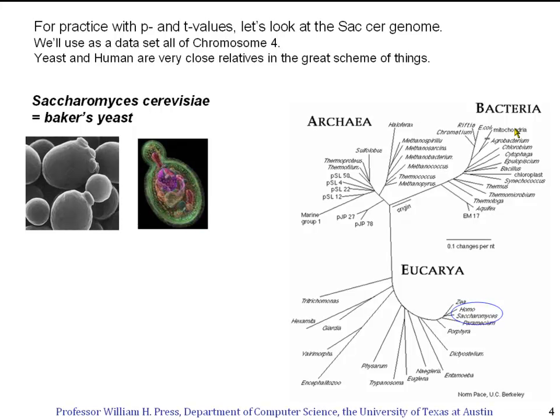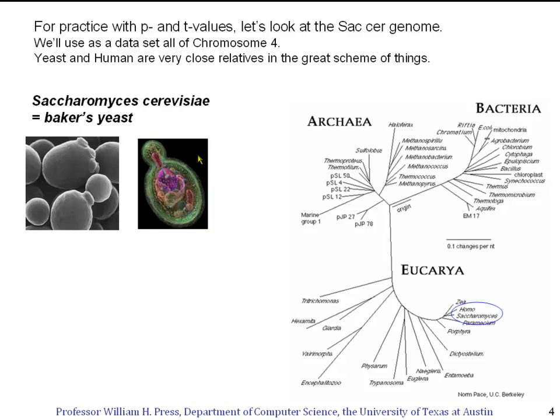We're going to get a little practice with p-values and t-values and that kind of thing. So we need a data set. And a kind of fun data set is to look at the genome of Saccharomyces cerevisiae, that is to say, baker's yeast. So here's a little picture of some yeast cells growing in a cell medium.